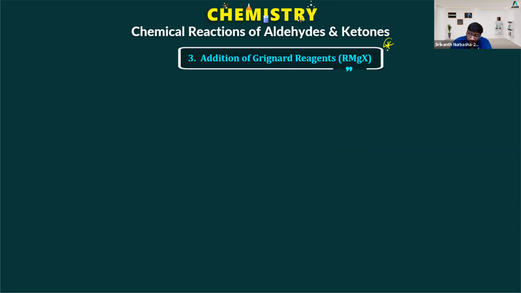Then comes addition of Grignard agent. After the addition of HCN and after the addition of NaHSO3, we have the addition of Grignard agent RMgX. RMgX reacts with formaldehyde to form primary alcohol. RMgX reacts with aldehydes except formaldehyde to form secondary alcohol. RMgX reacts with ketones. After hydrolysis, they will form tertiary alcohols. So this is the set of reactions which you can study.